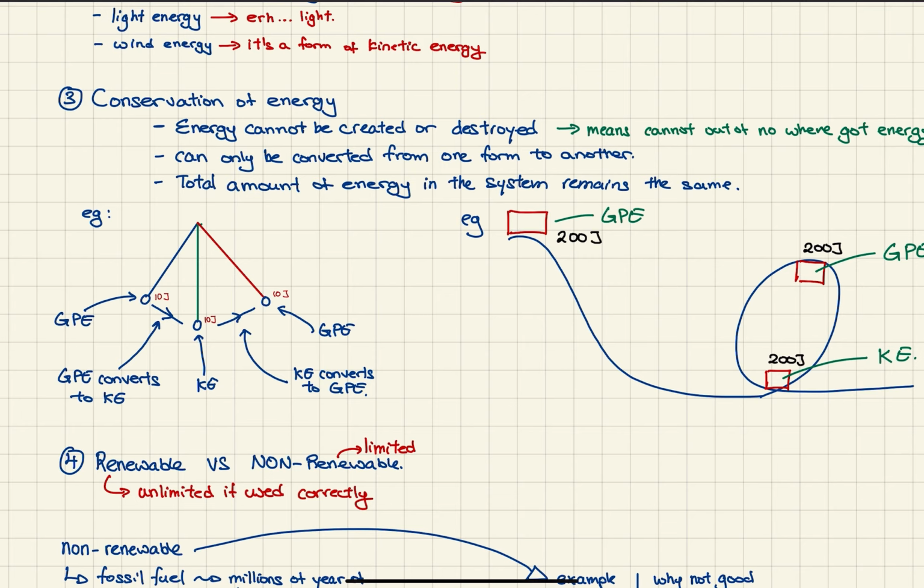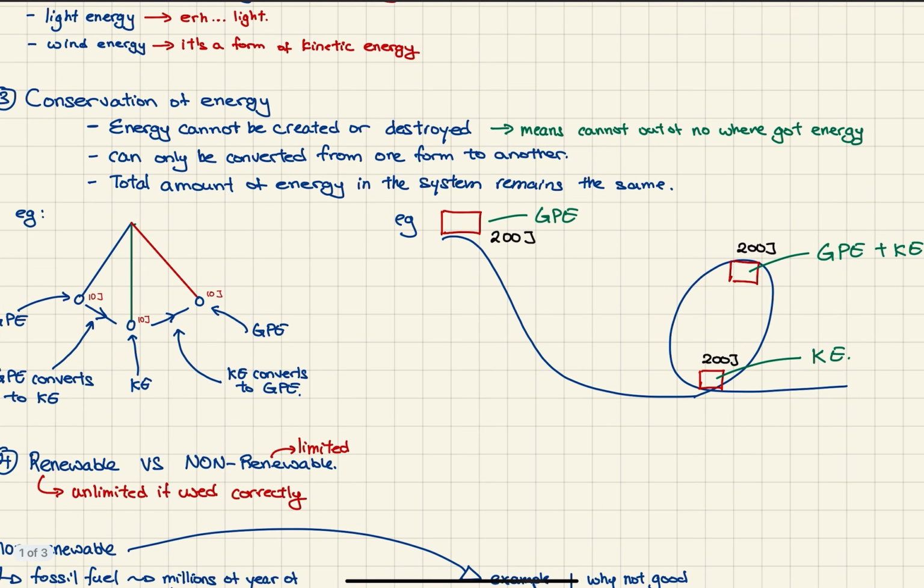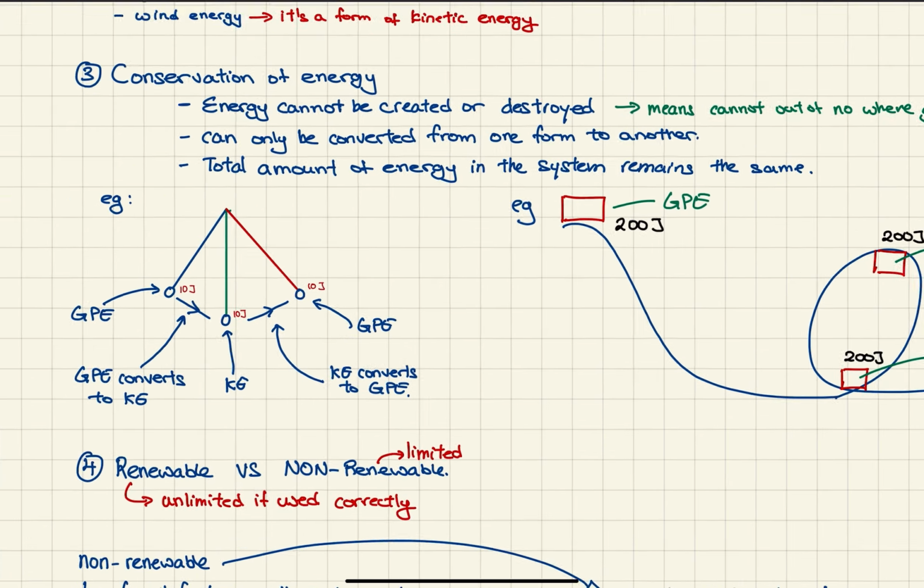Okay, conservation of energy, this is a terminology that you need to remember. There are three conditions. First, energy cannot be created or destroyed. That means it cannot out of nowhere create energy or out of nowhere destroy energy. The second condition is that it can only be converted from one form to another. For example, electrical energy converts to light and heat, or gravitational potential energy converts to kinetic energy. The third is that the total amount of energy in the system will remain the same. I'll explain this later in our analogy here.